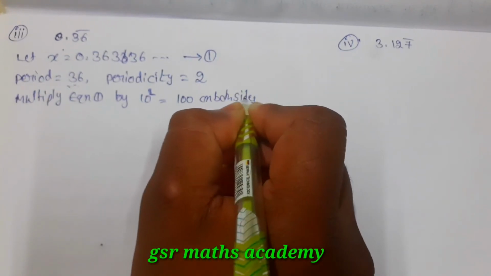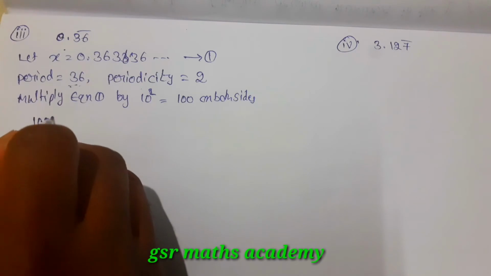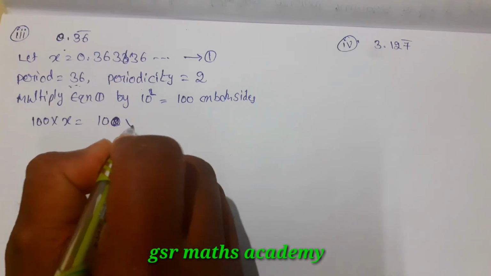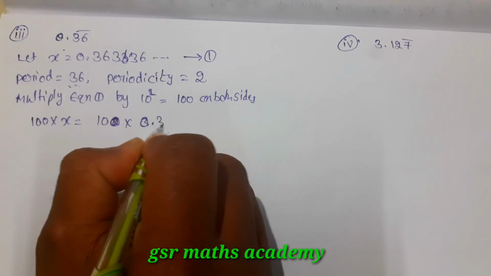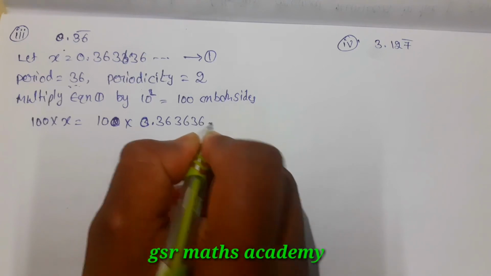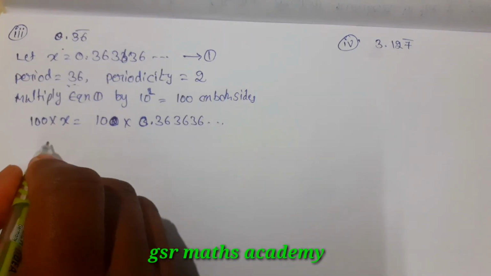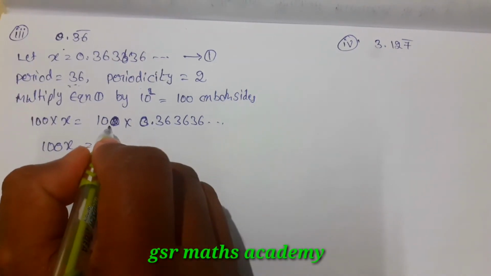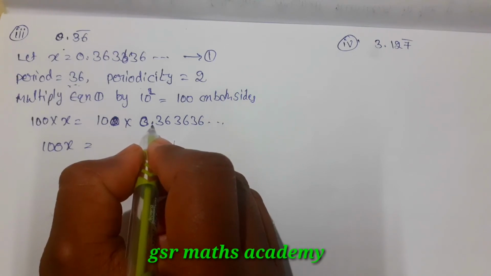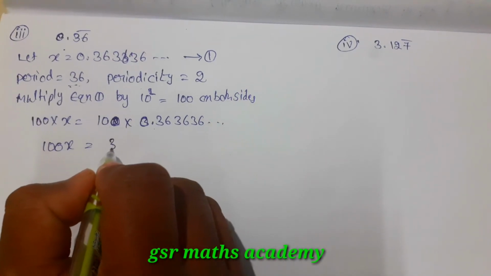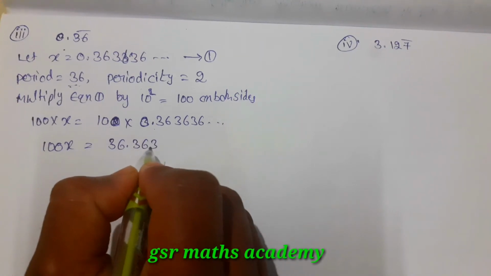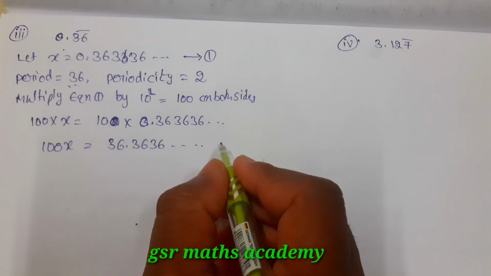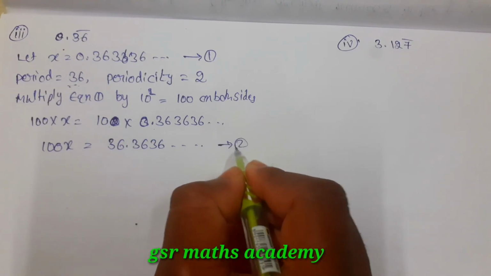On both sides we need to multiply. So I'm doing this: 100 into x is equal to 100 into 0.363636 and so on. Now 100x is equal to, if you multiply this decimal number by 100, the decimal point moves to the right by 2 more steps, and you get 36.3636 and so on. I'm supposing this as equation 2.